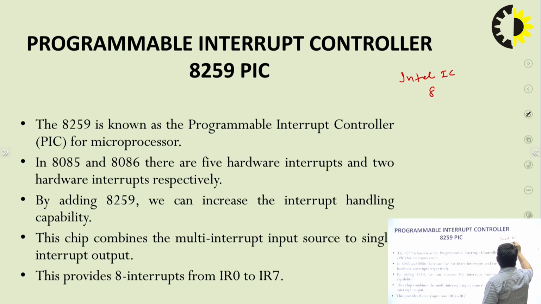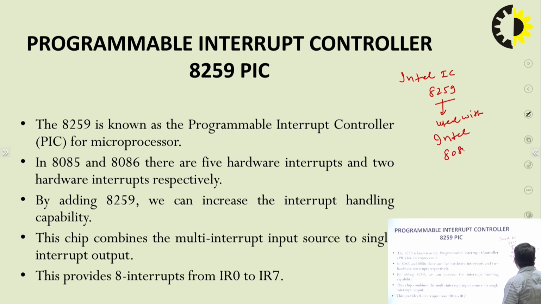Intel IC 8259. Basically, this is a special purpose IC that has been designed by the Intel company for handling the interrupt request for the 8085 microprocessor as well as for the 8086 microprocessor. So this IC can be used with any Intel microprocessor like Intel 8085 and Intel 8086. So basically this Intel IC 8259 handles the interrupt request for these microprocessors 8085 and 8086.